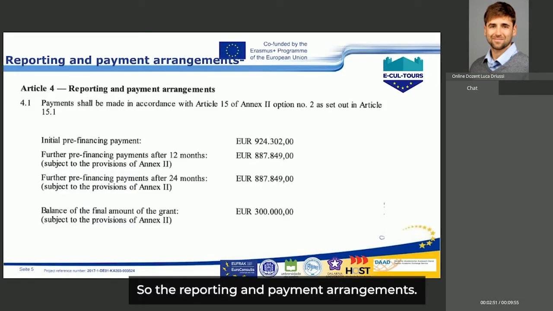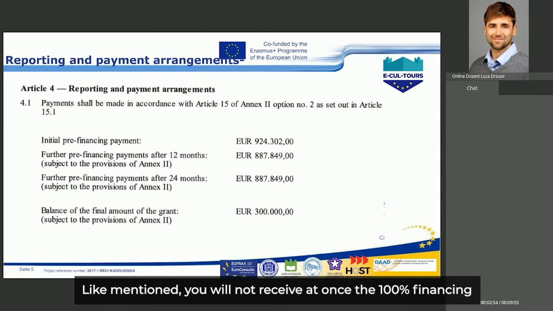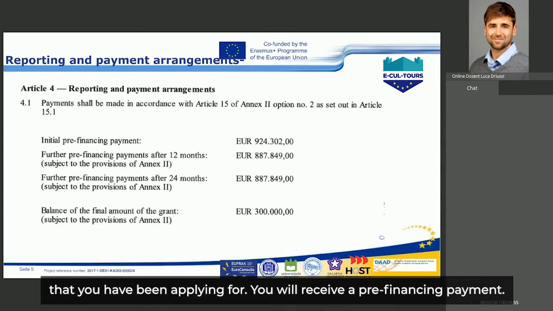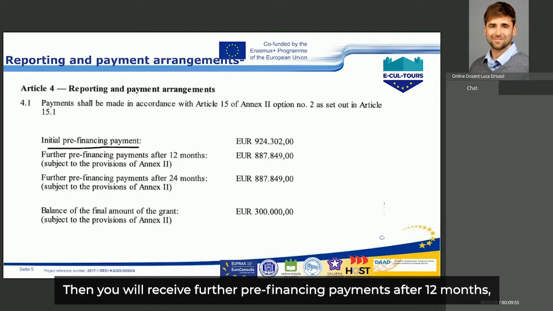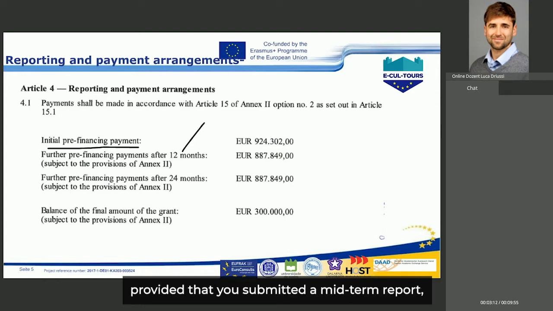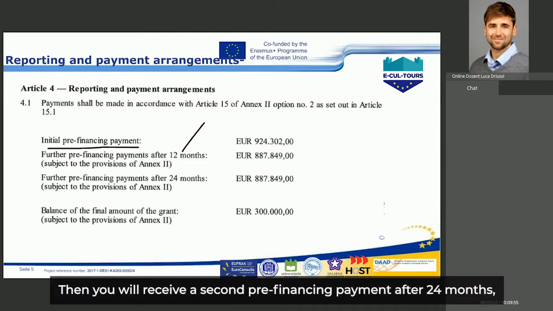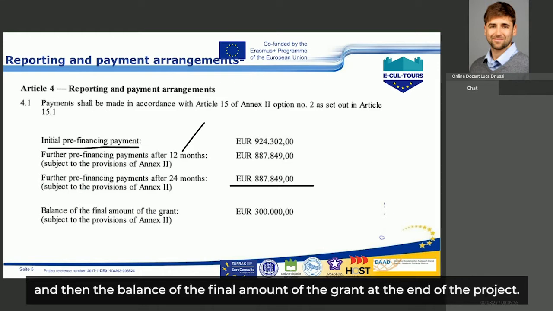So, regarding the reporting and payment arrangement, like mentioned, you will not receive at once the 100% financing that you have applied for. You will receive a pre-financing payment. This is an example of an already implemented project. Then you will receive further pre-financing payments after 12 months, provided that you submitted a midterm report or an advancing report, and that this report has been approved by the managing authority, by the donor. Then you will receive a second pre-financing payment after 24 months, and then the balance of the final amount of the grant at the end of the project.